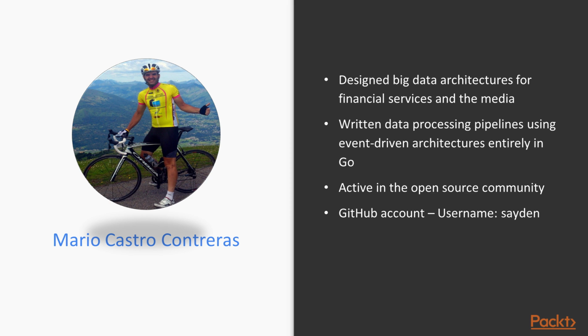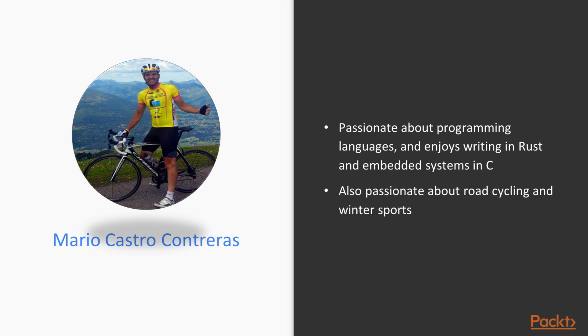He is also very active in the open source community, and you can find him on his GitHub account with the username Saden. In the past, he has also written mobile applications and backends in Java. Mario is passionate about programming languages, and he finds the best balance between fun and productivity in Go. However, recently he enjoys writing in Rust and embedded systems in C. He is also passionate about road cycling and winter sports.